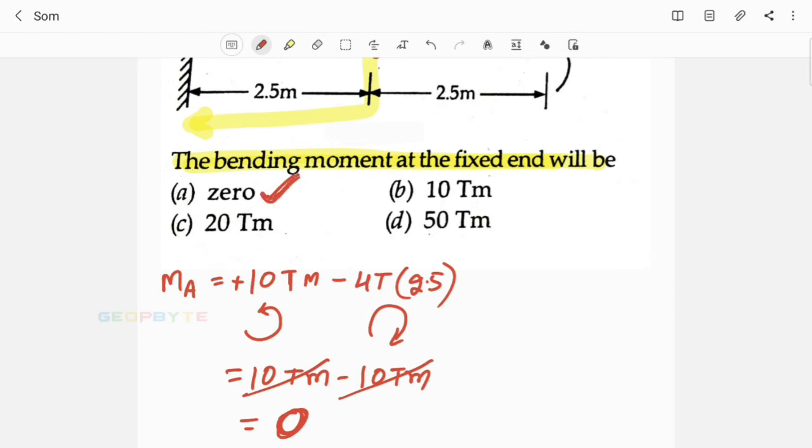Option A is absolutely correct. This is a very important problem. I hope you understood. Let us go for the next problem.